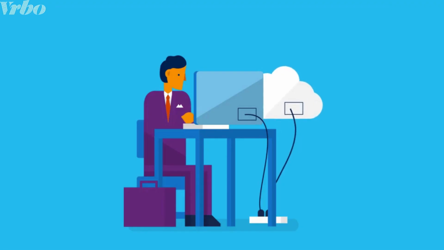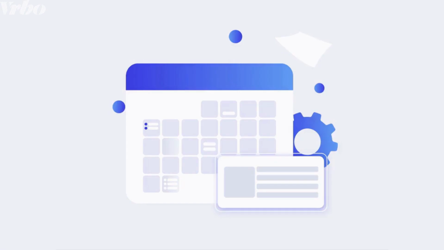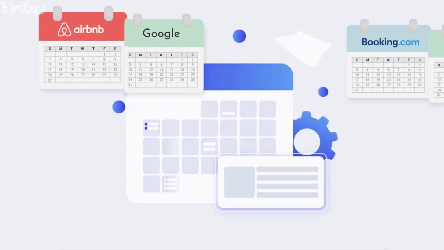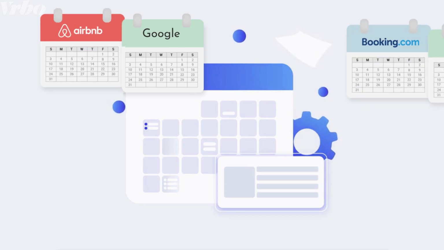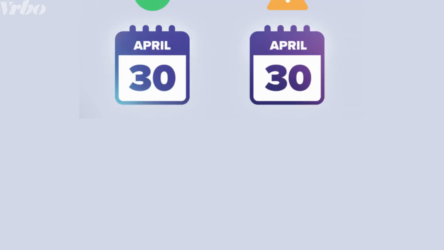To optimize your performance as a host, it is important to make sure your calendar is up to date. Besides managing your calendar on the Vrbo Host dashboard, you can also sync your calendar across several different platforms, including Google, Booking.com, and Airbnb.